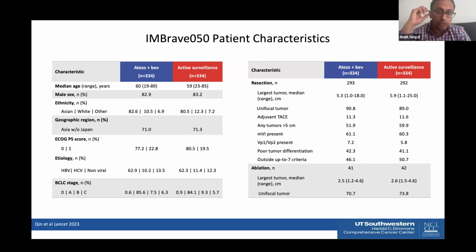When we take a look at this, the trial did allow multifocal tumors. It did allow VP1, VP2, but you can see that the majority of tumors were unifocal, 90% were unifocal. The majority were larger lesions over 5 centimeters, microvascular invasion being present in 60%. Less than 10% had VP1, VP2, and only about 40% were beyond up-to-7. So once again, I would argue that from a surgical resection patient characteristics standpoint, this parallels many of the patients that undergo surgical resection in the Western world.